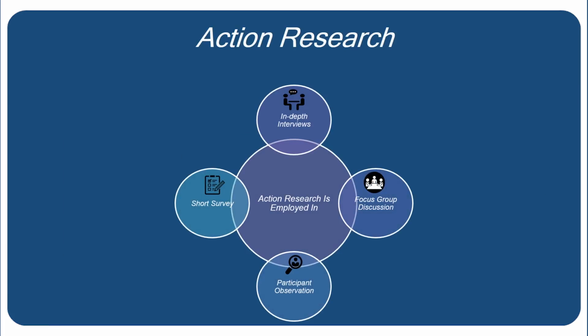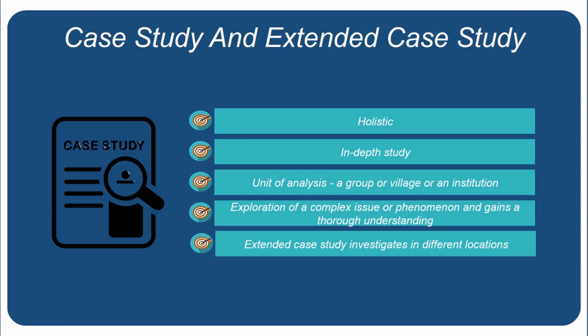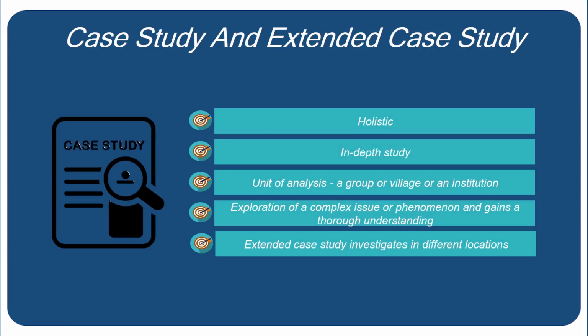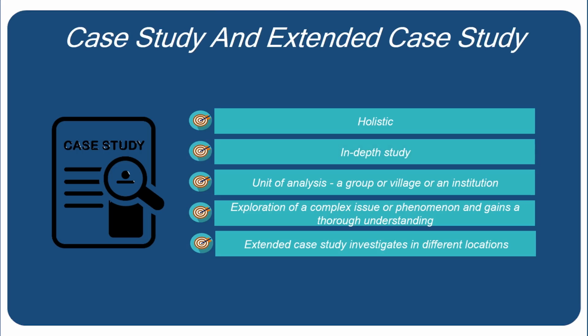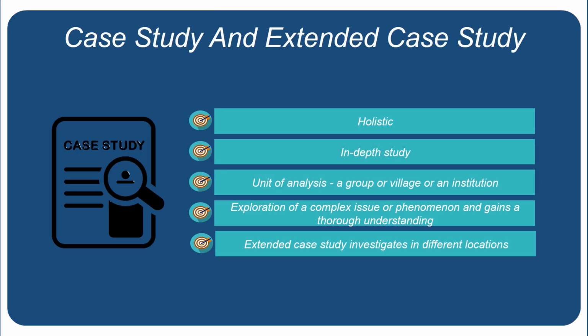So, in action research, what are the techniques used for data collection? It employs in-depth interviews, focus group discussion, observation, and short surveys. The next important method is case study or extended case study. The case study is holistic. Generally, case study focuses on one unit or a few units, but mostly one unit, and it is an in-depth study. So, the unit of analysis is usually a group or a community or a village or an institution. So, case study focuses on the exploration of a complex issue related to the group or to the community.